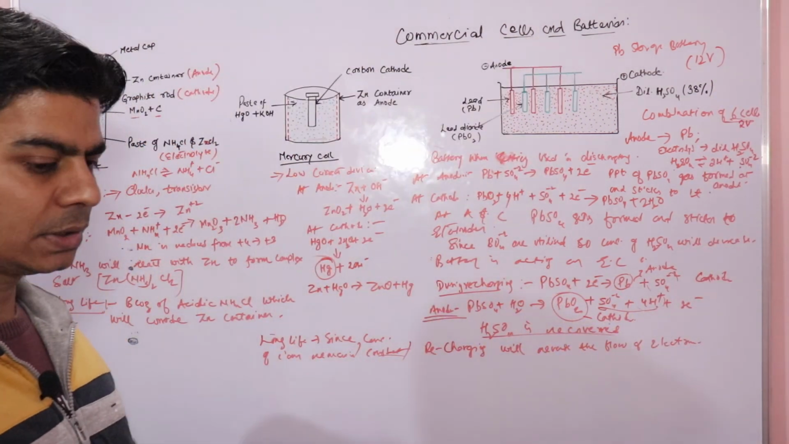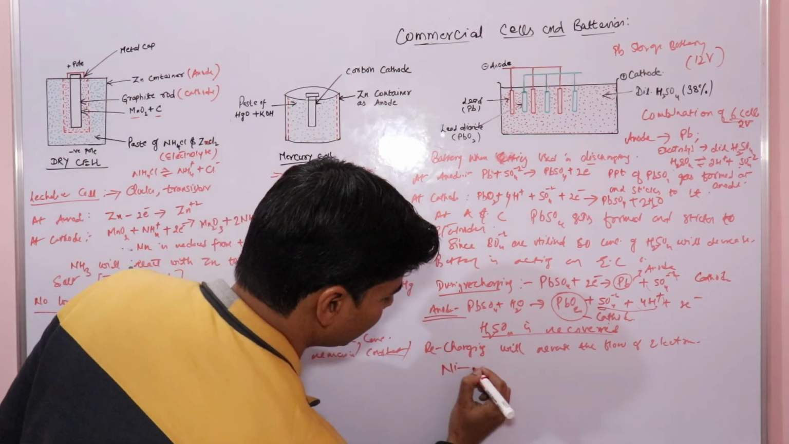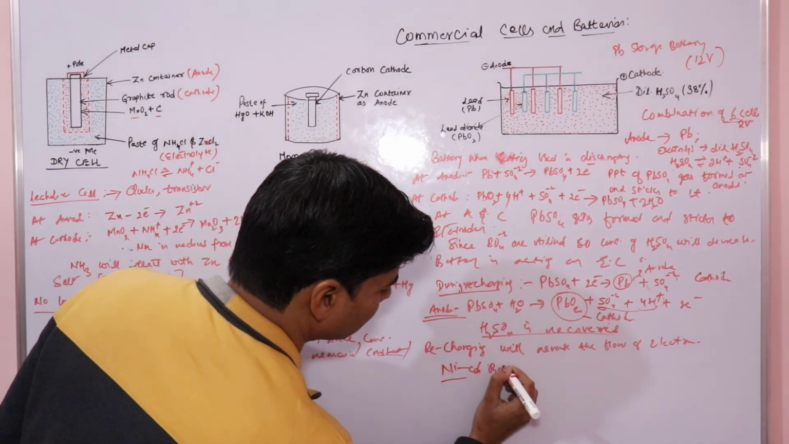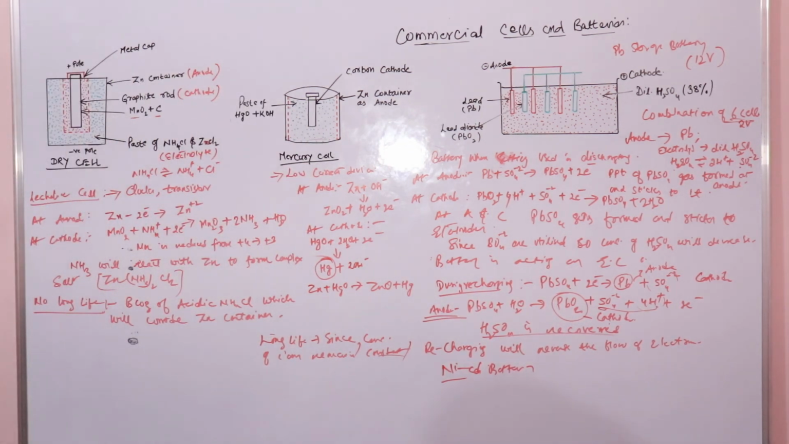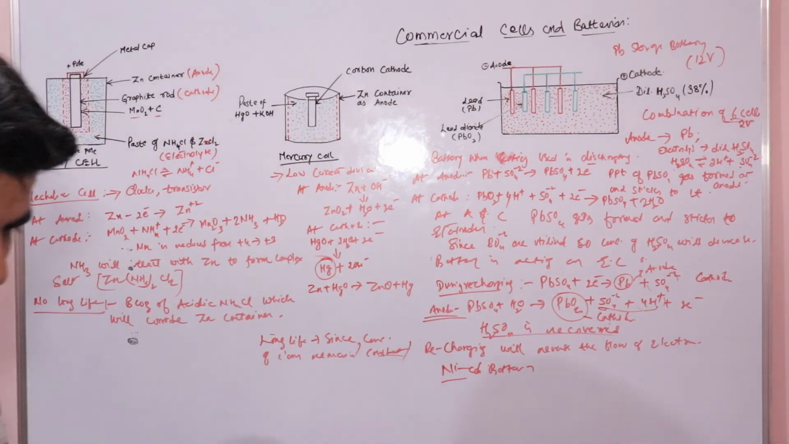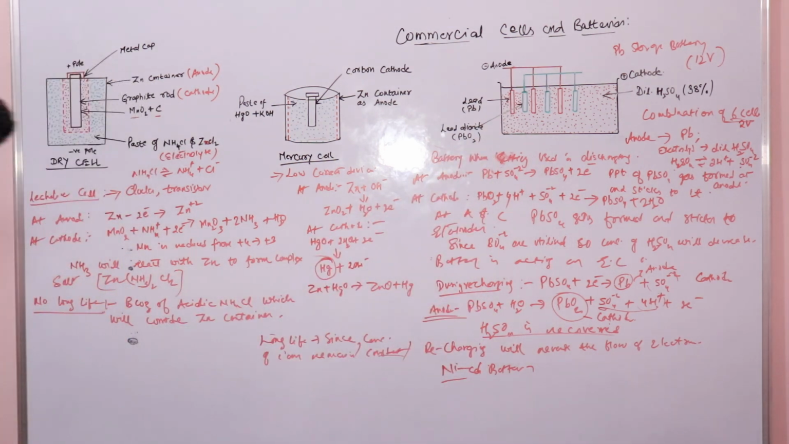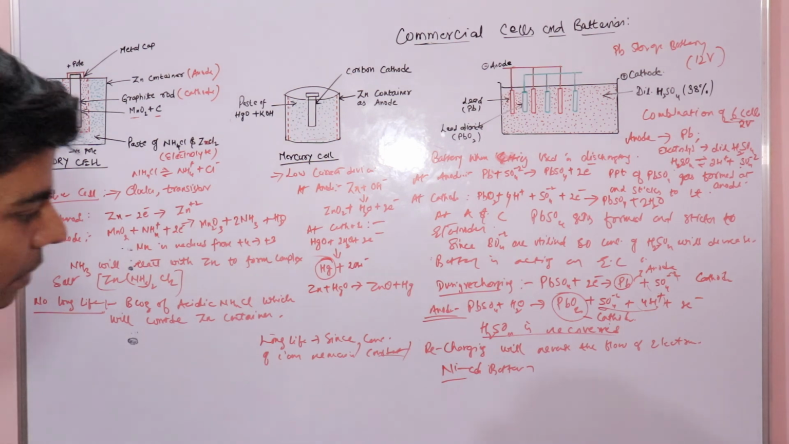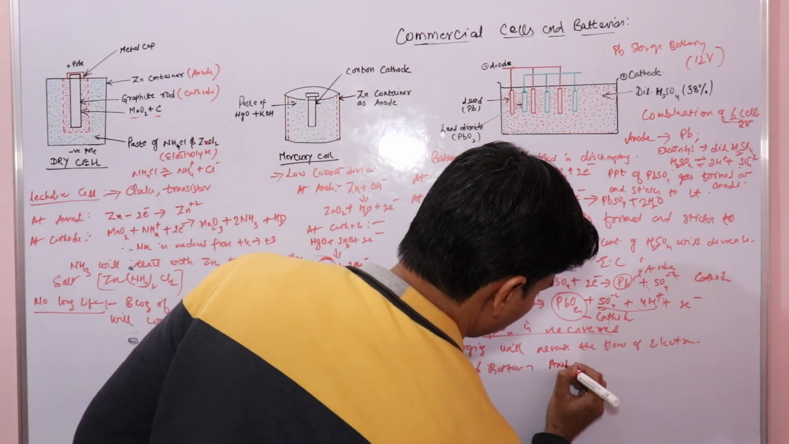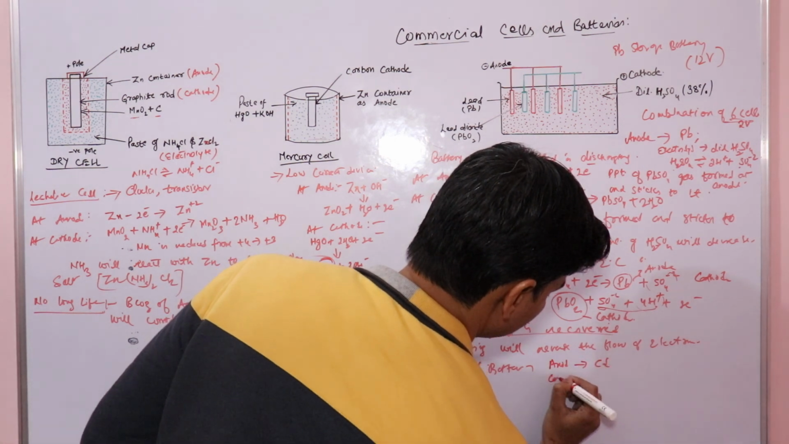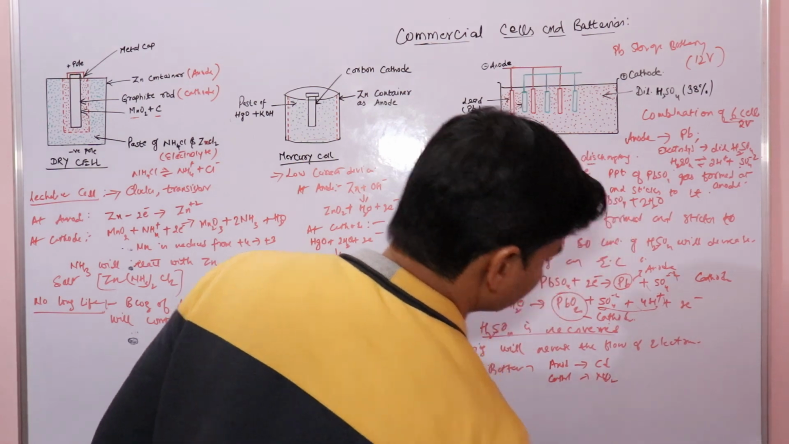Now similar to this, there is also one battery that is there in your books. It's called the nickel cadmium battery. This battery is getting more utilized these days. In this, the anode consists of cadmium metal, and the cathode is a metal grid containing nickel oxide, NiO2.